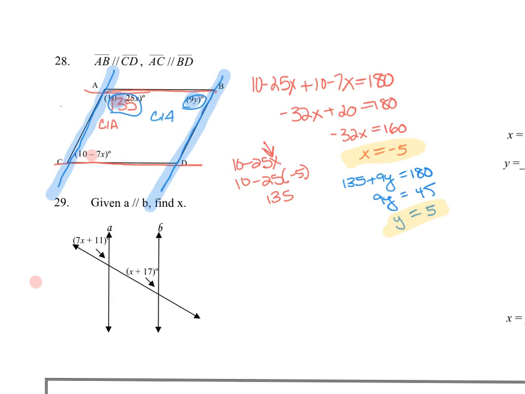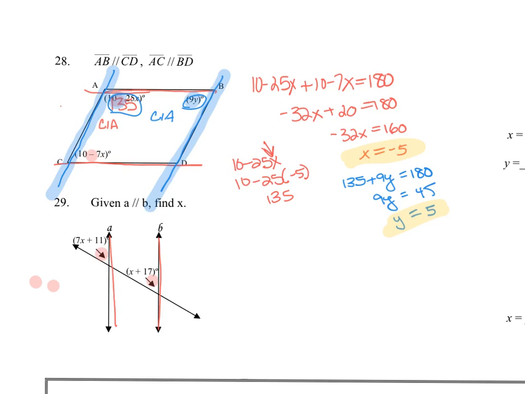All right, if I look at the next one here, I'm given that for number 29, that we have A parallel to B, and I'm given information about this angle, and I'm asked to find x. If I look at the location of those angles, what I should see is those are corresponding angles. And so what I can do is use that to set up an equation.